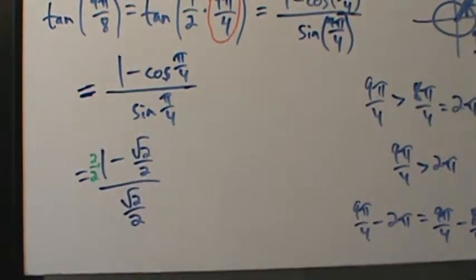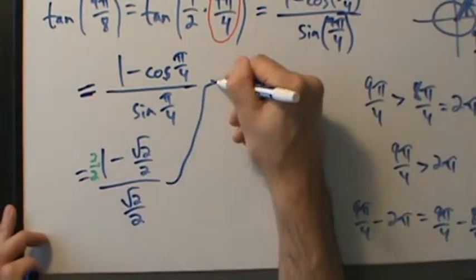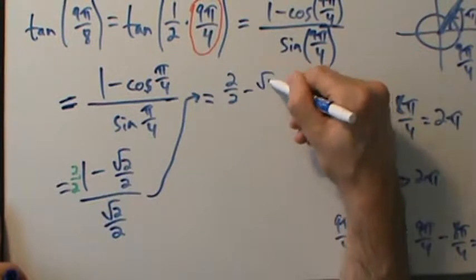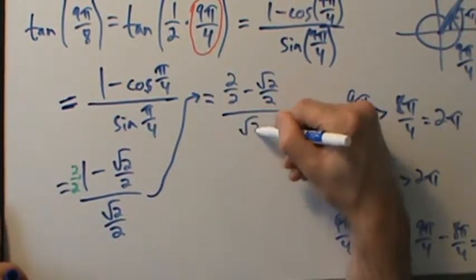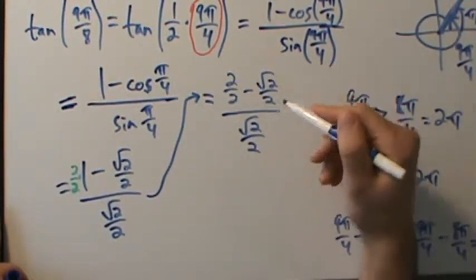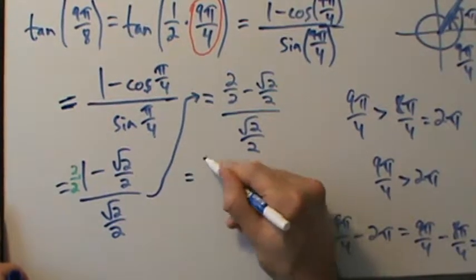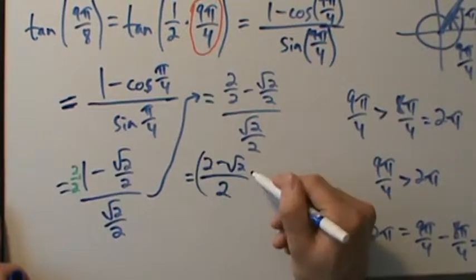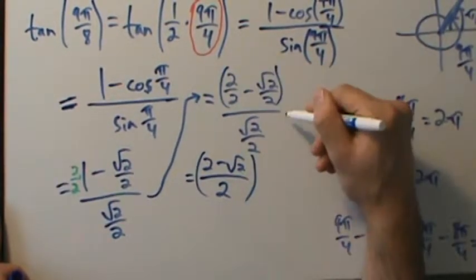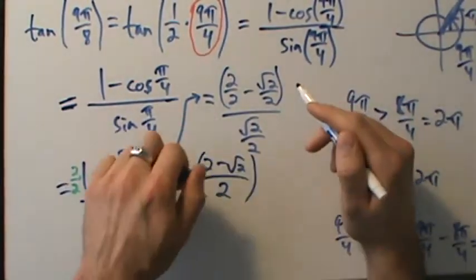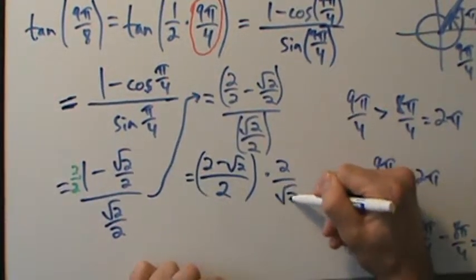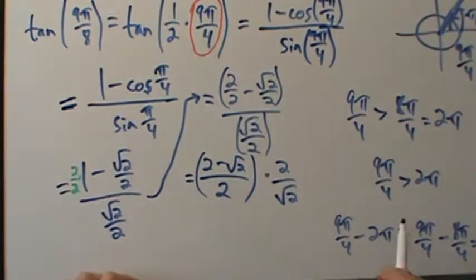There's a few different ways we can go to simplify this, but let's do it like this. So this is going to be 2 over 2 minus root 2 over 2, all divided by root 2 over 2. So this equals 2 minus root 2 over 2. Let's do 2 steps in 1 here to save space. If we divide the whole top by root 2 over 2, that's like multiplying the top by the reciprocal, which is 2 over root 2.